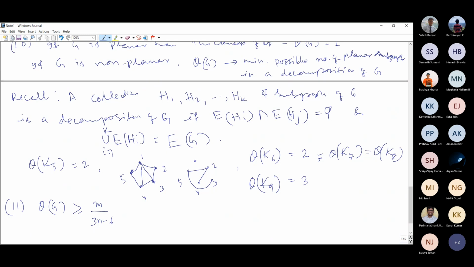Ma'am, then the Petersen graph will also have a thickness of 2, right? Yes, the Petersen graph also you can manage with 2 layers, because K3,3 would have 2 layers. For the Petersen graph also the thickness is 2. See, up to K8 you are able to manage with 2 planar subgraphs which cover all the edges. But for K9, I think you need 1 more layer. 2 planar subgraphs will not cover all the edges.